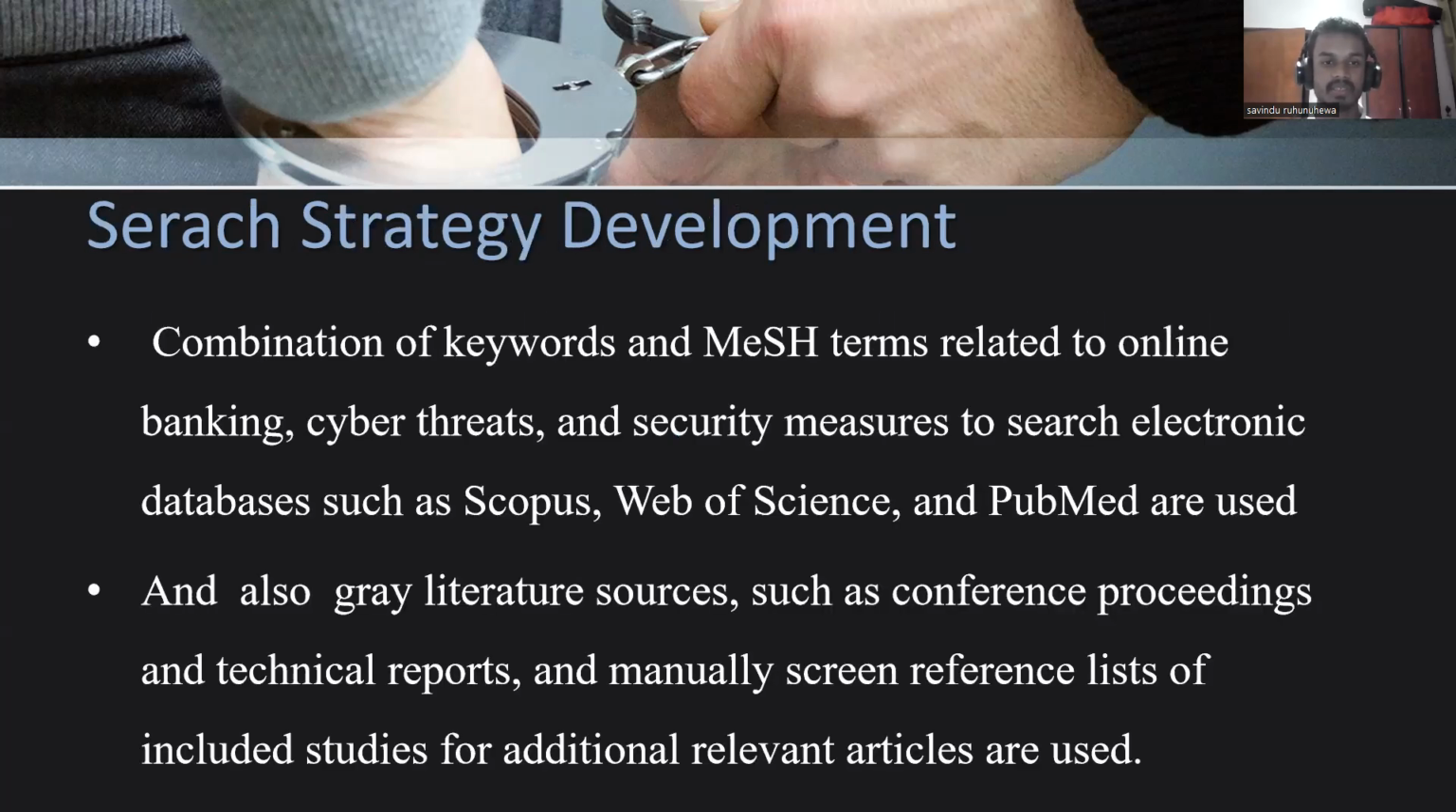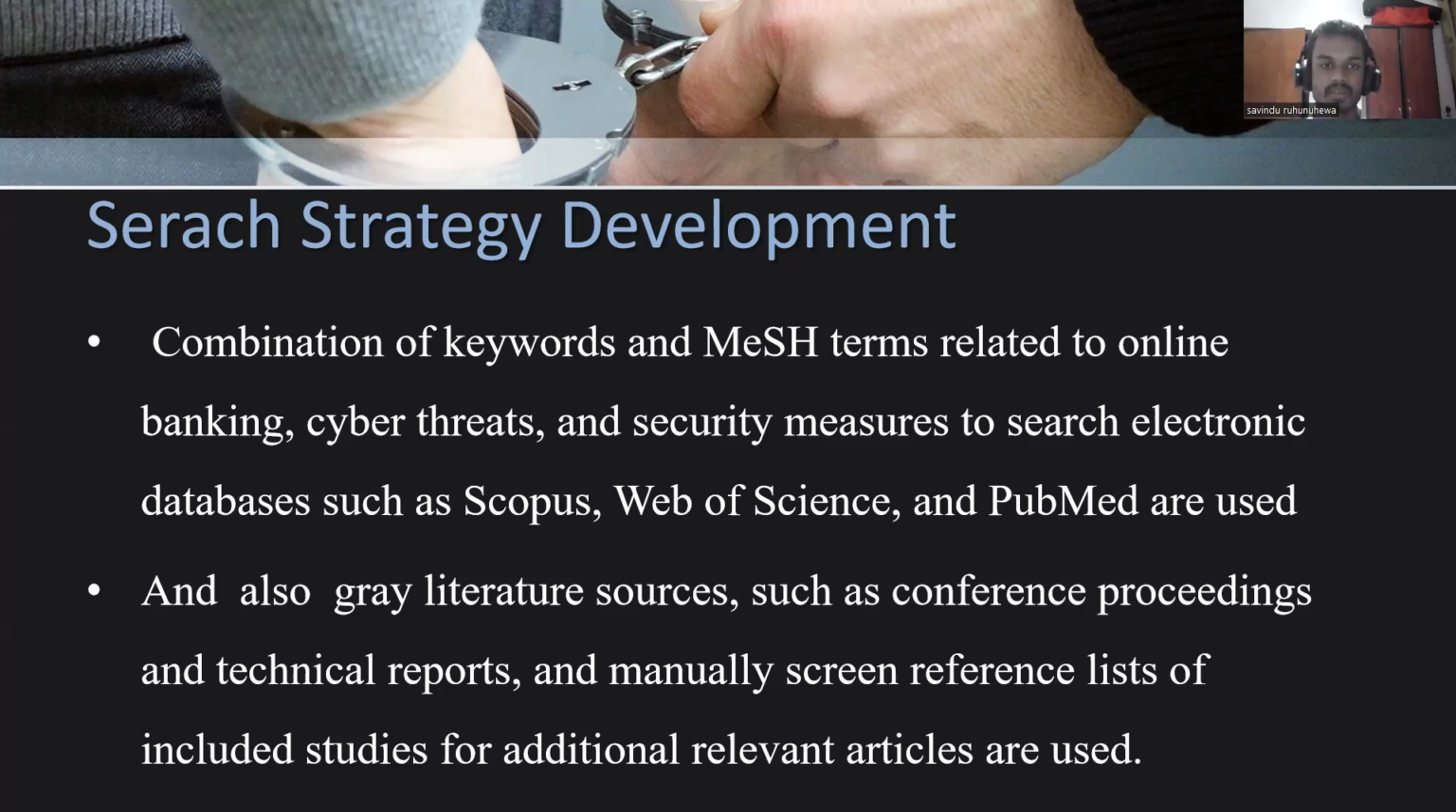Now we are moving to the search strategy development slide. Developing a search strategy for the impact of cyber threats on online banking transactions involves identifying key concepts and relevant keywords, using databases and search engines to find sources of information, refining search terms as necessary, and evaluating sources for relevance and reliability. By following these steps, we can find the most relevant and reliable information to answer our research question and make informed decisions about cybersecurity in the banking sector.